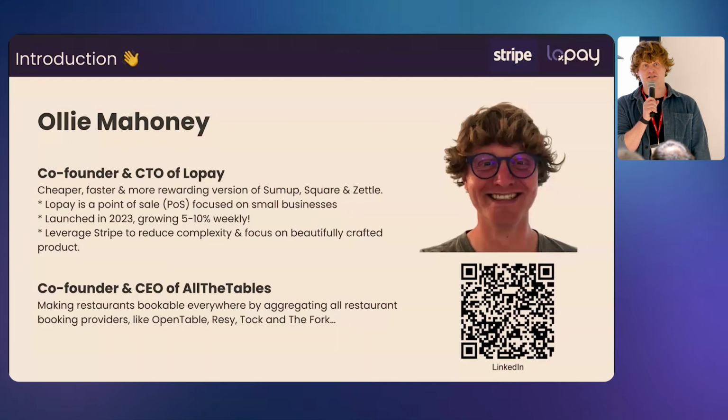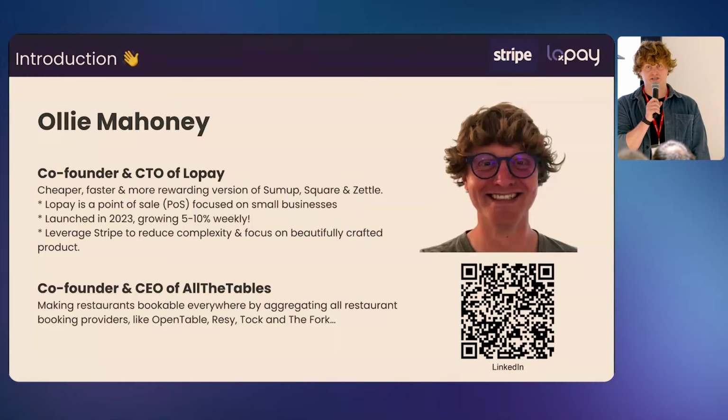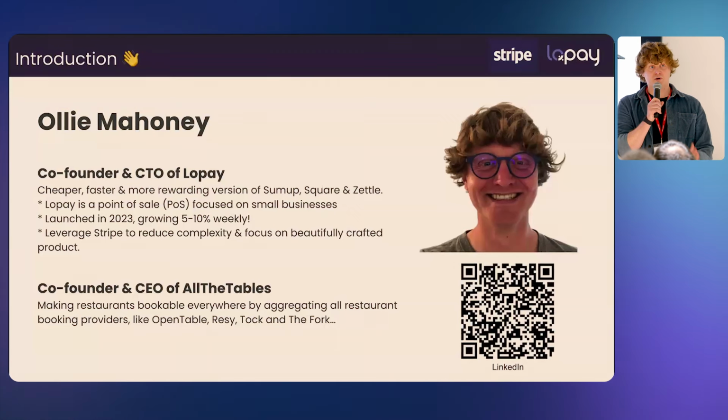That's the first business that aggregates all restaurant booking providers into one system. So OpenTable, Resi, Tock, Reserve, all into one unified API. So you can make your restaurant bookable on blogs, on other platforms, etc.